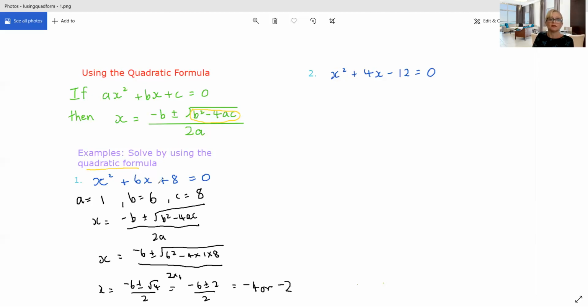Let's just check that for a minute. If we were to factorise, we would get x plus 4, x plus 2 equals 0. So yes, x is negative 4 or negative 2.